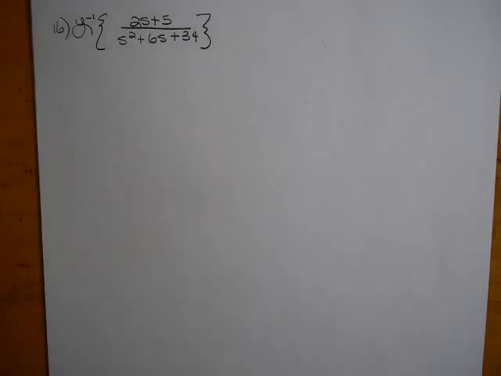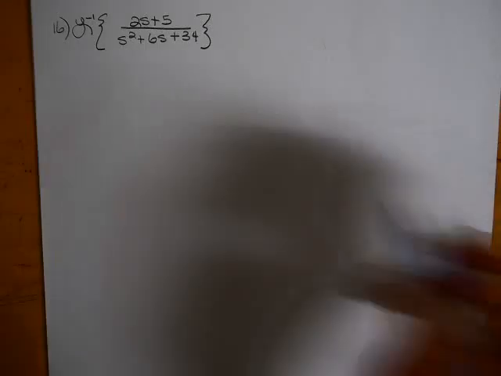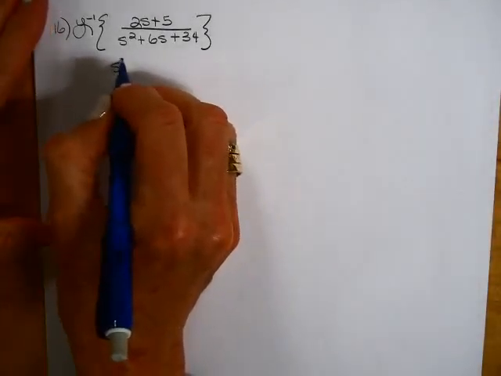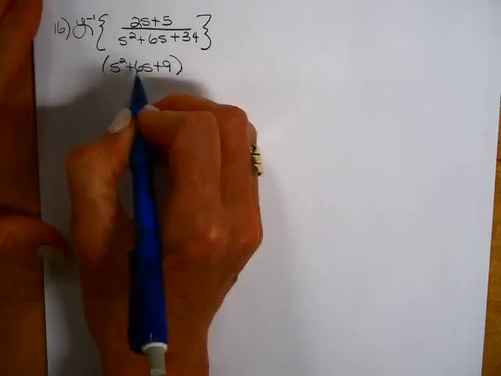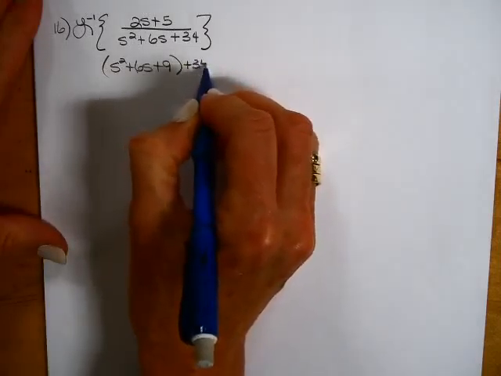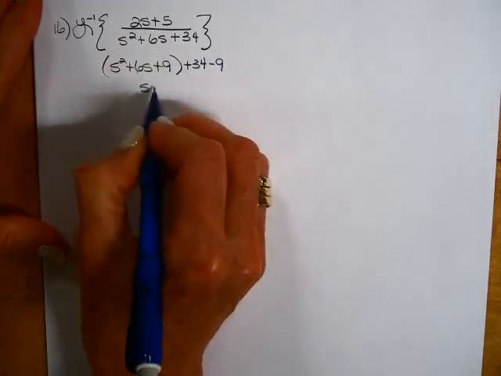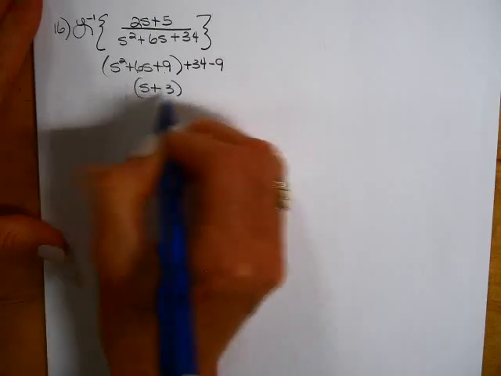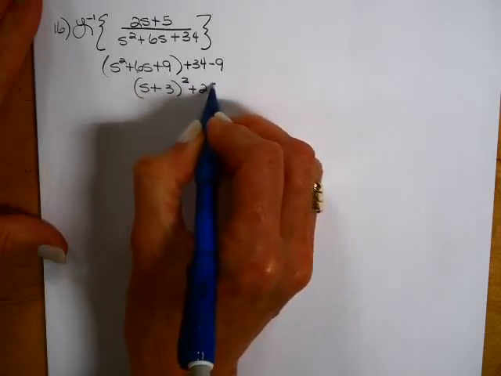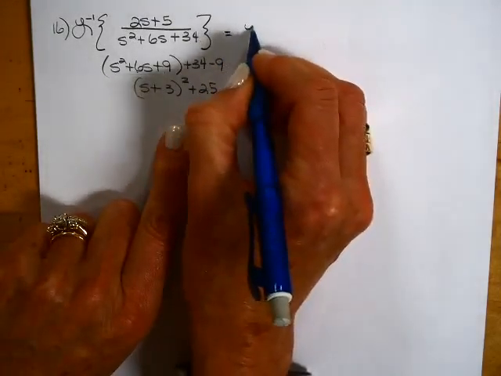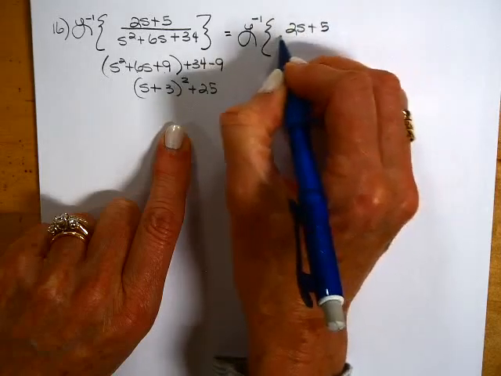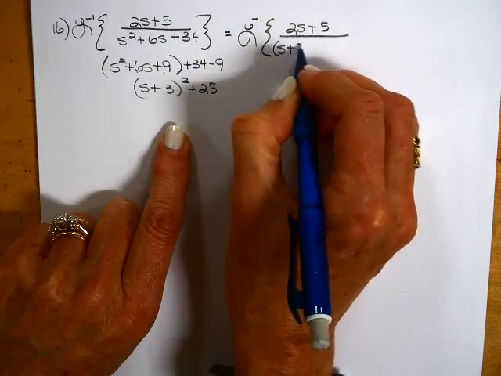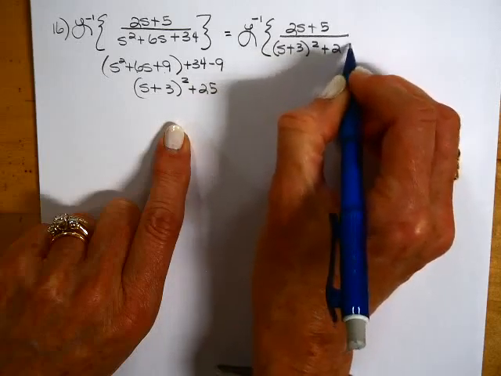And again, if you could factor the denominator, you would use partial fractions and try to break it apart. But you can't. So complete the square on the bottom. Half of 6 is 3, 3 squared is 9, so I add 9 and subtract 9. So that's going to give me s plus 3 squared plus 25. So that's the inverse Laplace transform of 2s plus 5 over s plus 3 squared plus 25.